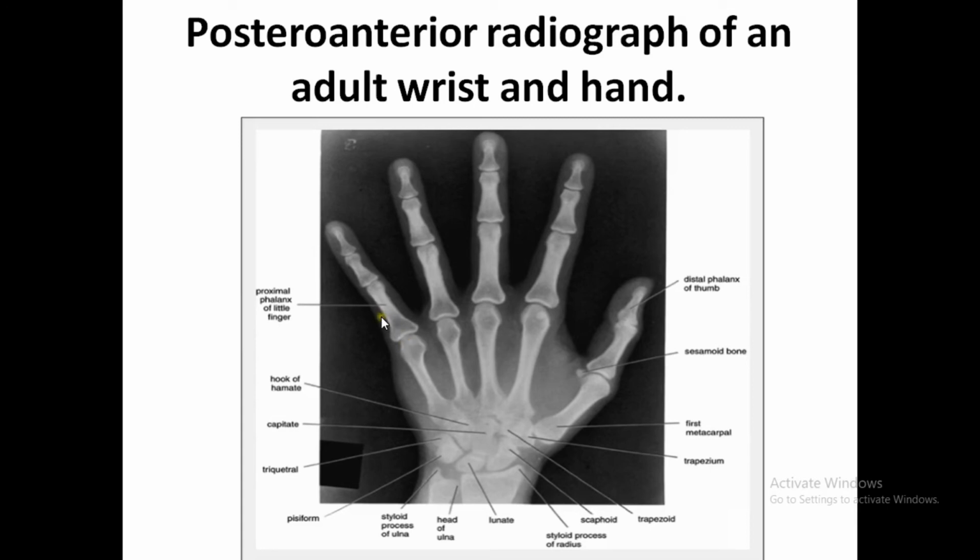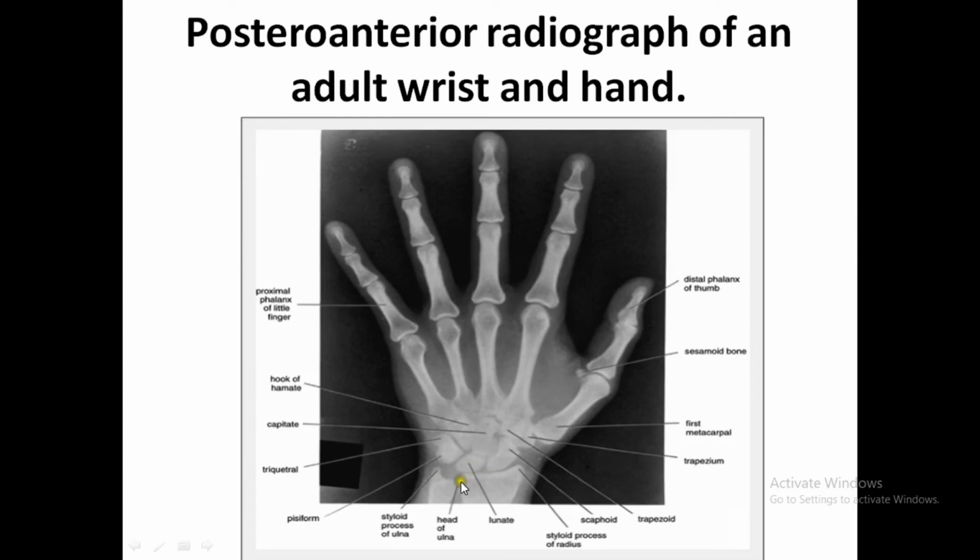This is the posterior-anterior radiograph of an adult wrist and hand. Since it is the view of an adult wrist and hand, you can see the carpal bones. They are so composed against each other, whereas in the previous figure, you have seen that the bones are dispersed. So first of all, the wrist joint. In the wrist joint, you can identify the radius, ulna, and the carpal bones.